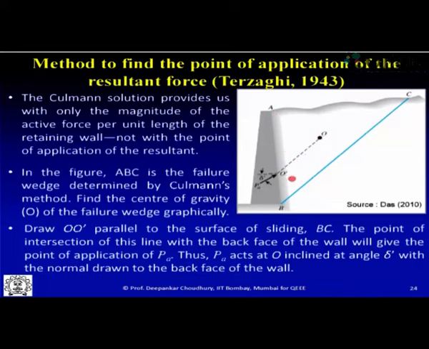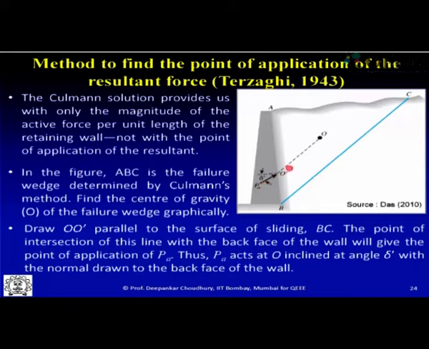So O dash is nothing but parallel to this failure plane of BC, and whatever point it intersects, that is the point where this design value of active earth pressure will act, and its line of action we already knew earlier, because Coulomb's theory also mentioned that it will act at an angle of delta, that is the wall to soil friction angle delta, with respect to the normal to the back face of the wall. So that is the direction and point of application.